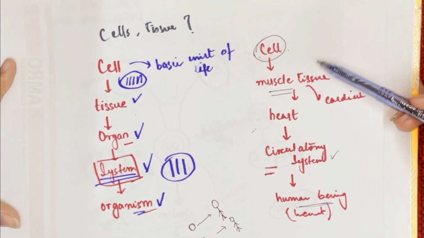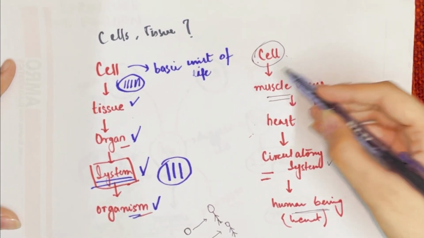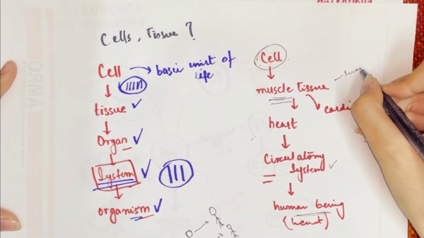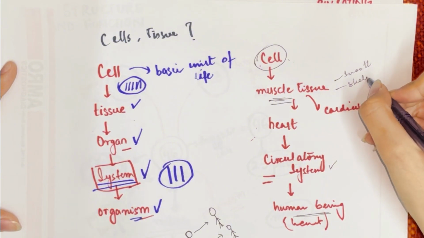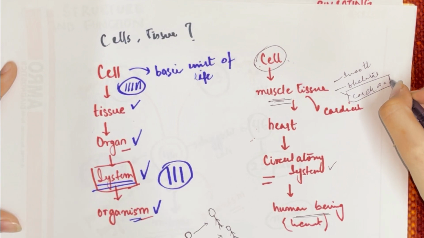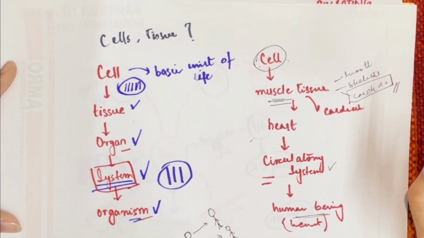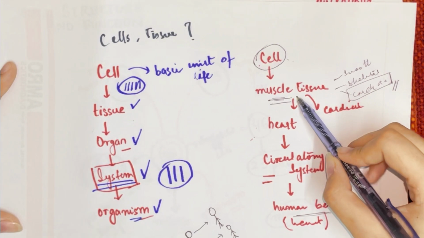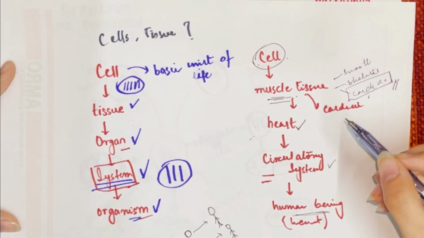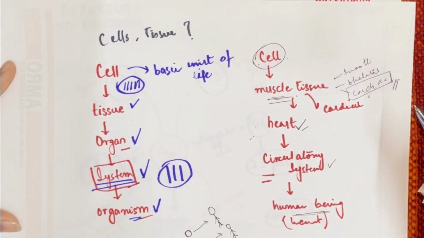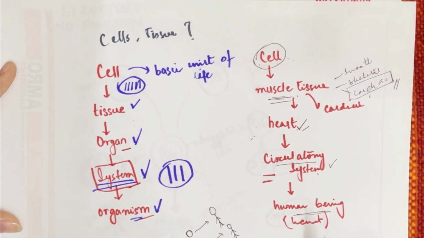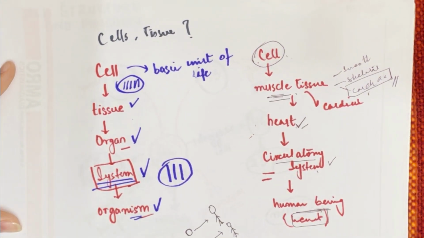Let's have a look at the example where cells are combined together and form a muscle tissue. There are kinds of muscle tissue, say smooth muscle tissue, skeletal muscle tissue, or the cardiac tissue. So we are talking about the heart in this example. Thus, we will consider the cardiac example. The cardiac muscle tissues join together to form a heart that pumps the blood and is very important in our circulatory system. That forms a system, the circulatory system, and then it forms the human being's heart. Thus, in this way, the organism is formed.